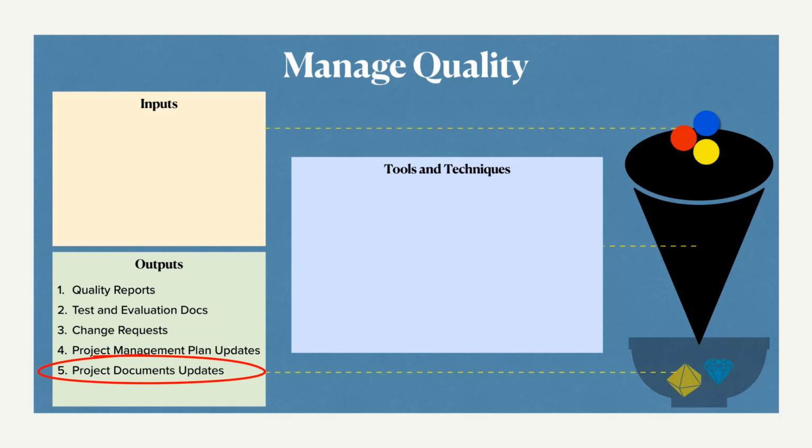The scope baseline may get updated. The cost baseline may get updated, right? So if you talk about the documents, the lessons learned register, the issues log, all these documents can get updated in the outputs.